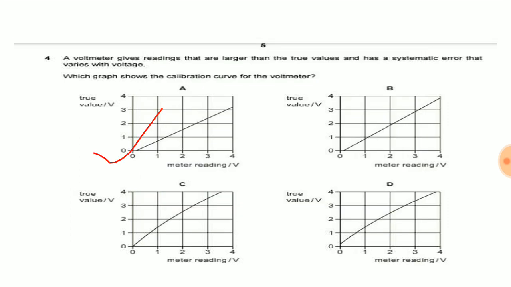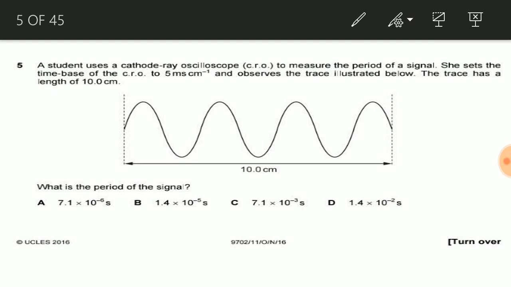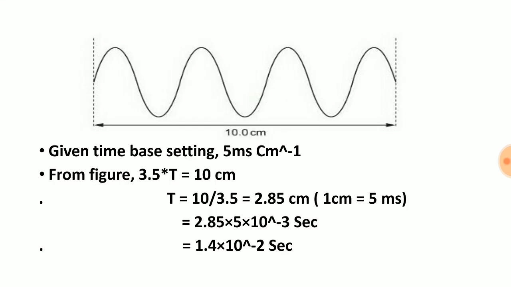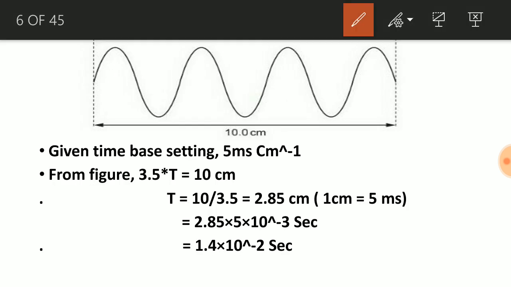Now let us move to question number 5. In this question, we need to find the time period of the signal. Here it is given that 5 millisecond per centimeter, it is the time base reading, and the total distance is 10 centimeter. Now if you see this, one crest and one trough makes one complete wave.